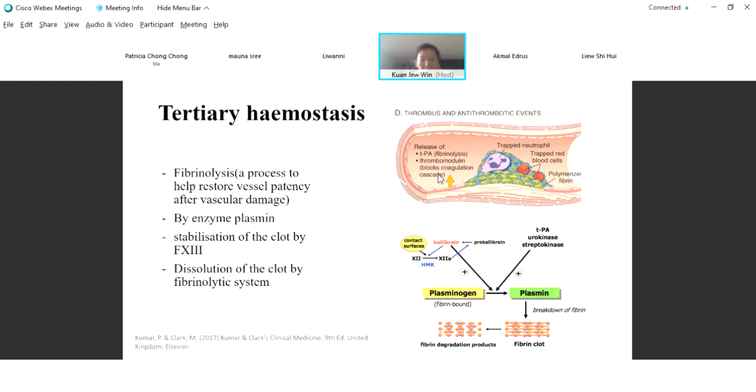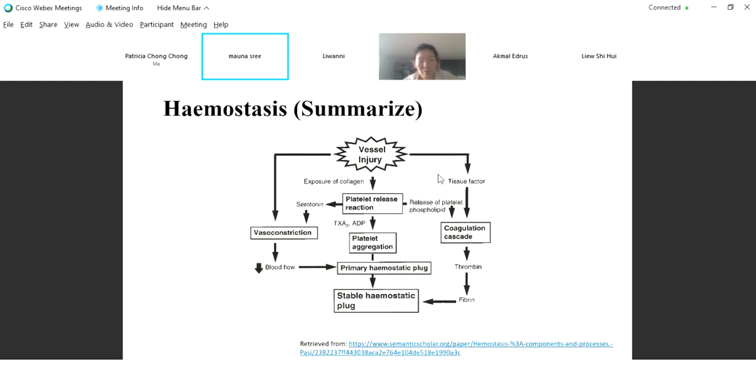So for tertiary hemostasis, which is mainly for fibrinolysis, this is a process to help restore the vessel patency after the vascular damage. This is by the enzyme plasmin, and the stabilization of the clot is by factor 13. So the dissolution of the clot will be done by the fibrinolytic system. You can see detail in the picture on your right. So next, this is the summary of the hemostatic process, which involves the primary, secondary, and tertiary.